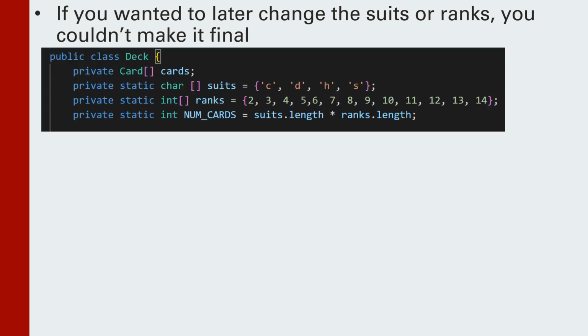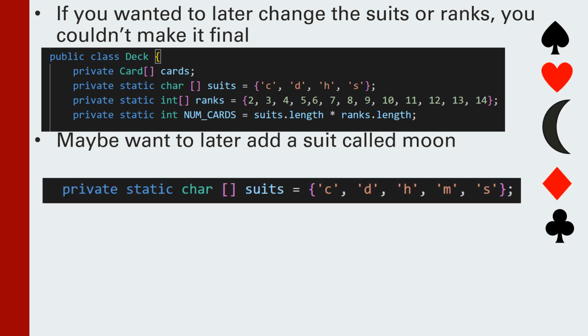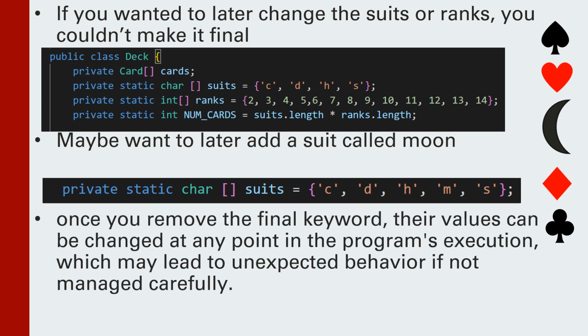So going back to what I had before, which just has char suits and int ranks, both of which are arrays. Let's say, for example, I wanted to add a new suit, maybe one called Moon. Well, if I have private static char array suits C, D, H, and I add M, S, I can go ahead and do that because I do not have the final keyword here. But this can cause unusual behavior later on because it means the values can be changed at any point in the program's execution. And that might lead to unexpected behavior if you don't manage it very carefully.